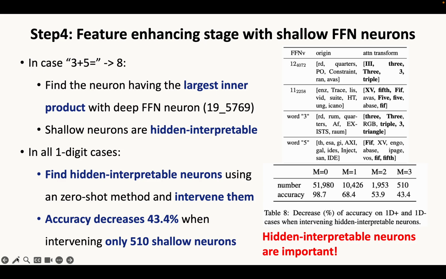We compute the upper attention layers' transform of each FFN neuron and project them into unembedding space. If the top tokens are related to the input number or operators, we add this shallow neuron into a neuron set. At last, we mask the neurons in the neuron set and compute the accuracy decrease on all one-digit cases. The accuracy drops much. So this can prove that the hidden interpretable neurons are very important.